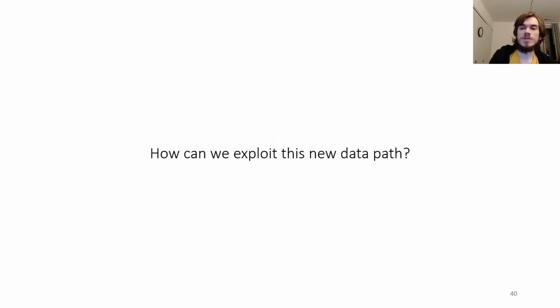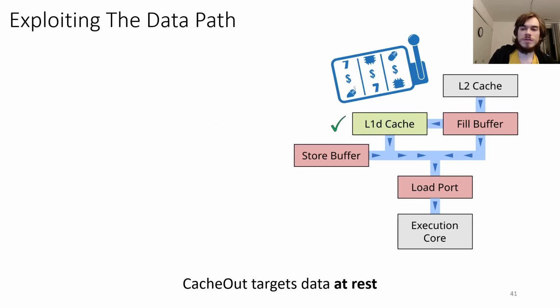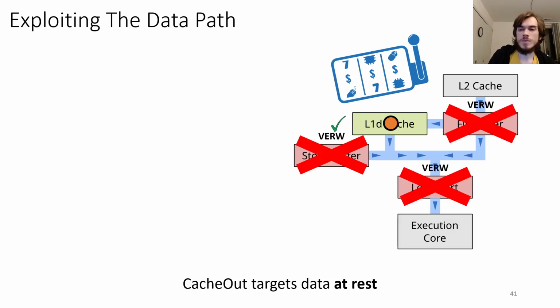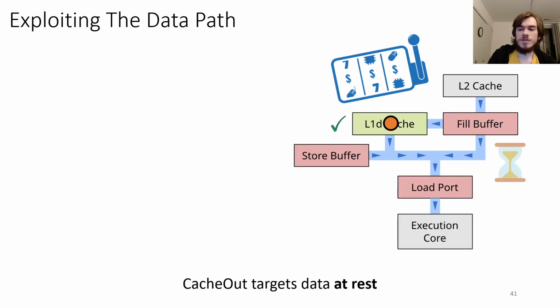So how can we actually exploit this new data path? CacheOut targets data at rest, and I'll show you in this diagram what we mean by that. We have a victim here running on the execution core, and the victim loads something from the level 2 cache and it passes through the fill buffer, and what really happens there is that a copy is also stored in the level 1D cache as it goes onward to the load that's performed by the execution core. Now, the operating system runs and issues a VERW instruction to clear those buffers. So the attacker can no longer extract the data from those buffers. And now the operating system can wait a bit, and this is really to show that you can target data at rest, and now the attacker runs.